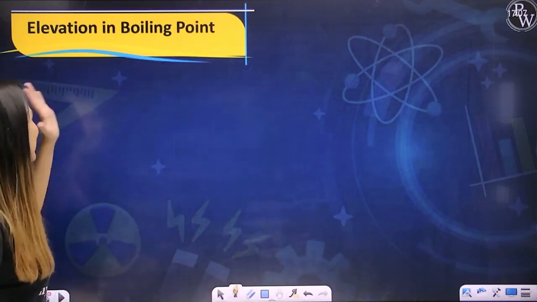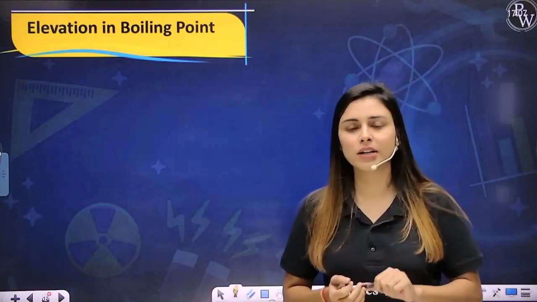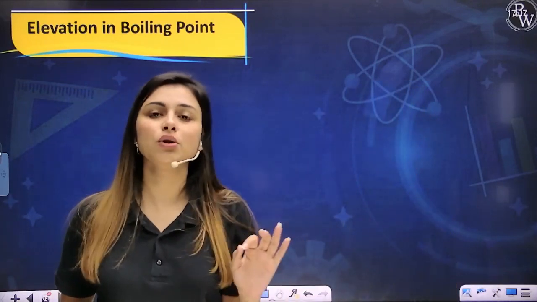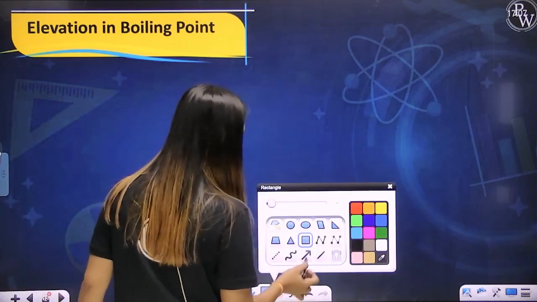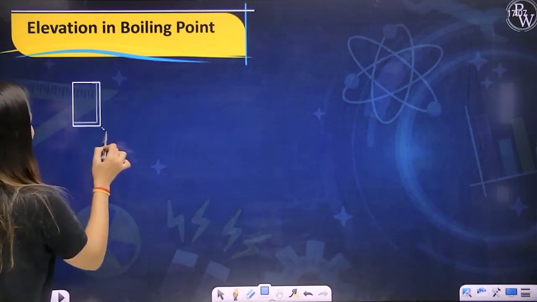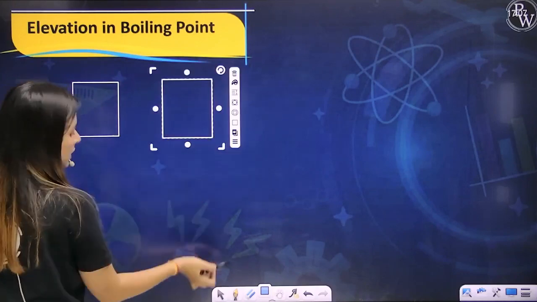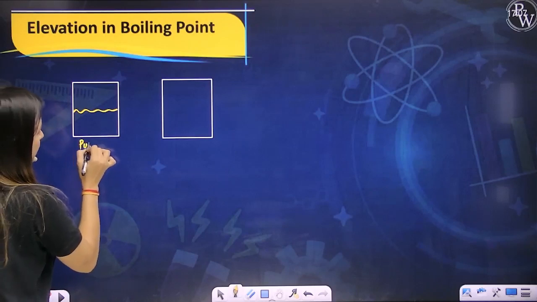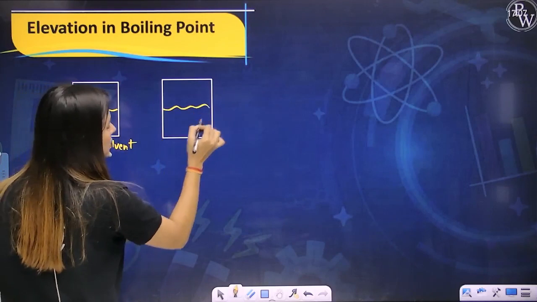Okay, now let's start with elevation in boiling point. You'll understand this very easily, because I have made you clear with the vapor pressure concept. Now, my dear students, again you have to consider two containers. You have one container here and another container here. Let us say this is your pure solvent, and this is your solution.